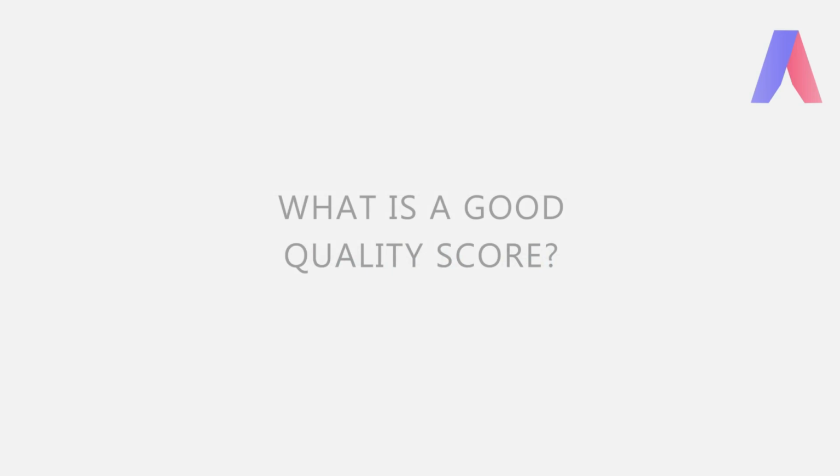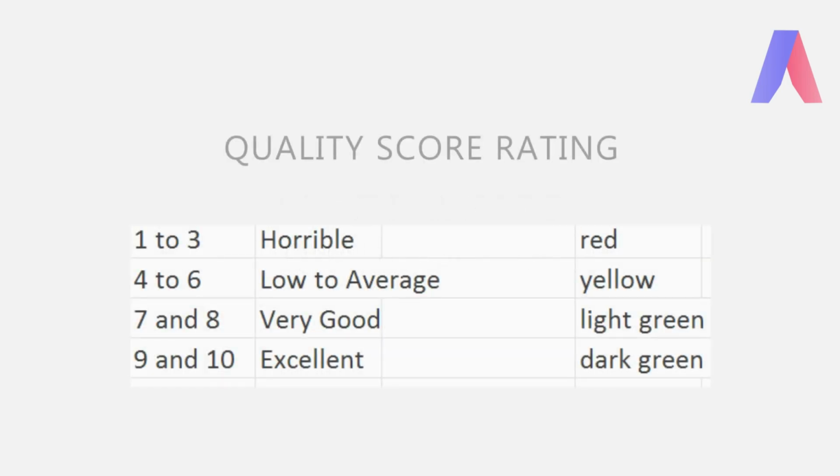So let's go through a chart here that talks about exactly what would constitute a good or bad quality score. First of all, a quality score rating of 1 to 3 is absolutely horrible. You don't want a quality score of 1 to 3. 4 to 6 is low to average. 5 would be average in my opinion, obviously, but 4 to 6 would be something you'd probably want to pay attention to, but not in a danger zone. 7 and 8 is a very good quality score, and 9 and 10 is excellent. If you're a 9 or 10, you are doing really well.